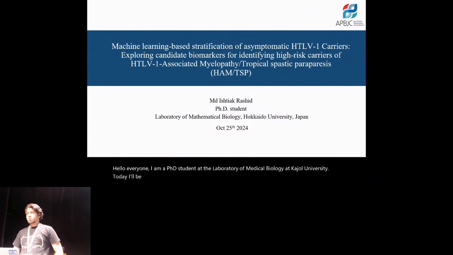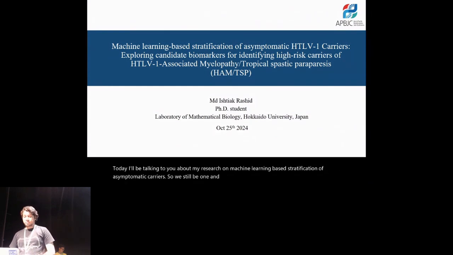Today, I'll be talking to you about my research on machine learning based stratification of asymptomatic carriers of HTLV-1 and exploring candidate biomarkers for identifying high risk carriers of HTLV-1 associated myelopathy, also known as tropical spastic paraparesis.